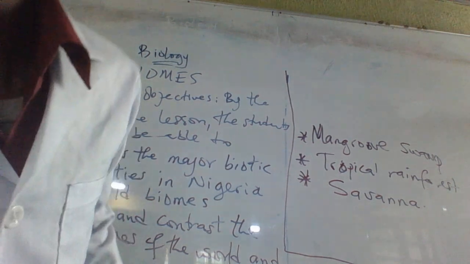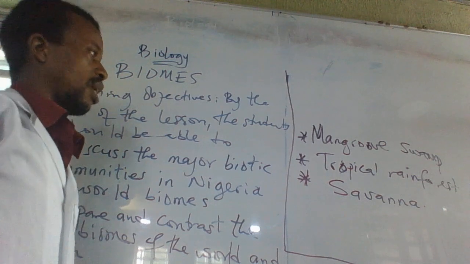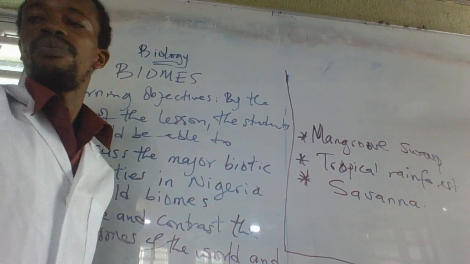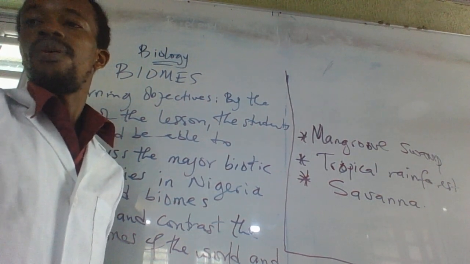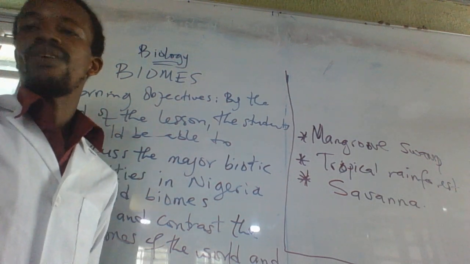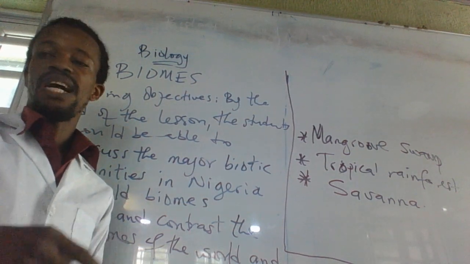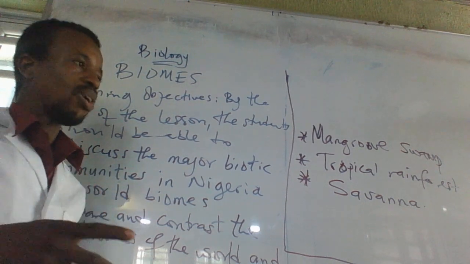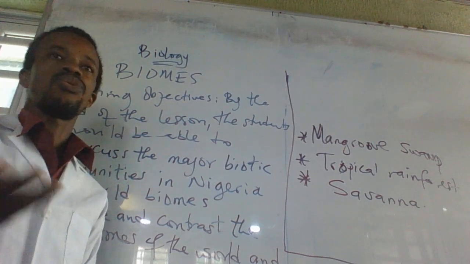But before I show it, I'll proceed with the lesson. Now I'm going to the tropical rainforest. Tropical rainforests occur in a region that is between the equator and latitude 5 degrees to 10 degrees north and south. The equator is an imaginary line that divides the earth, the sphere, into two equal halves.